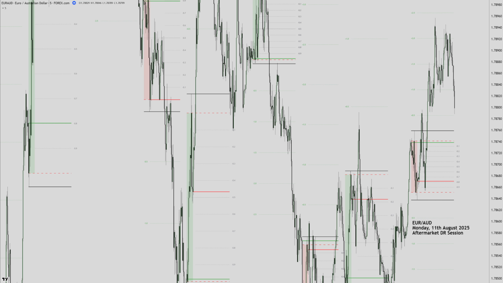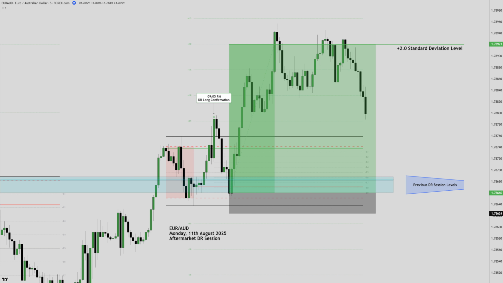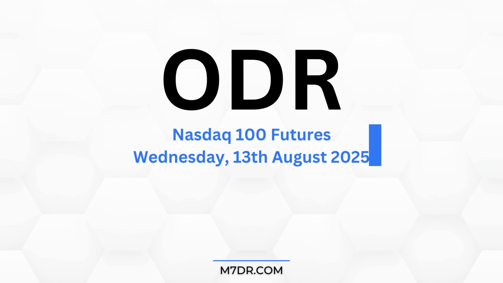By the way, this didn't just happen in Wednesday's aftermarket session on Euro AUD. It also took place in Monday's aftermarket session, where price offered an amazing retracement setup and extended toward the +2 standard deviation level. With those two trades, more than 10R are possible. Not bad at all, I would say. Let's continue with the best overnight session trades from last week.